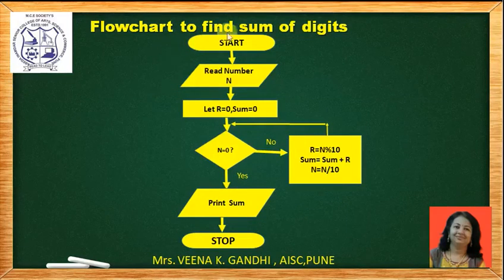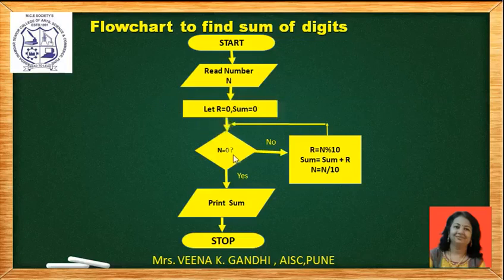Next flowchart to find sum of digit. We have also seen algorithm for this in the last video. So first step is start, indicated by terminal symbol. Next step is read number n. For that we use input and output symbol. Now next step is we initialize the sum and remainder to 0. For that we use the process symbol.